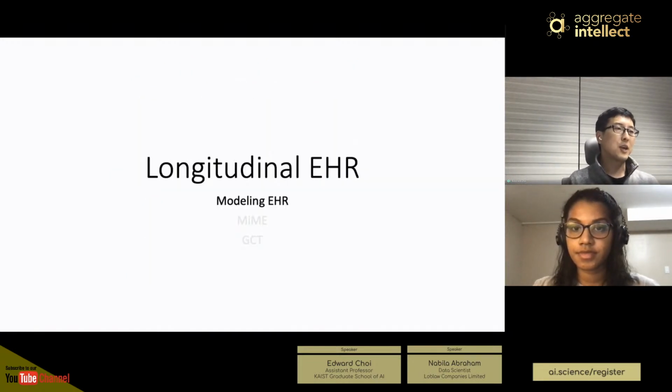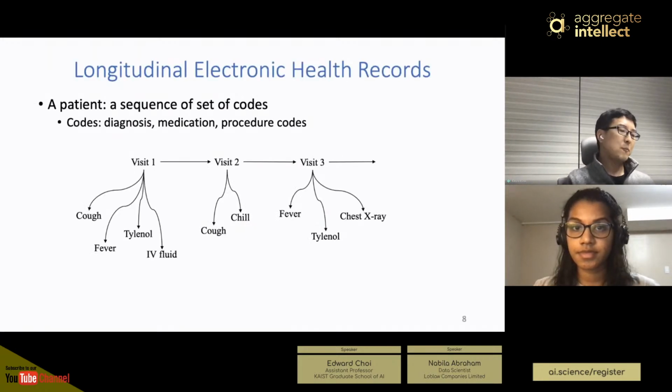So that's the intro. And so how to deal with longitudinal EHR in a very simple manner using neural networks. I'd like to see patients as a sequence of visits, or a sequence of sets of codes. So I'm viewing a visit as a set of codes, or an unordered set of codes.